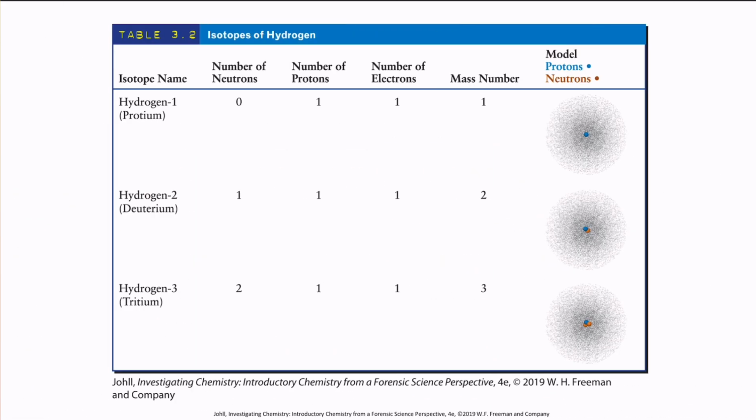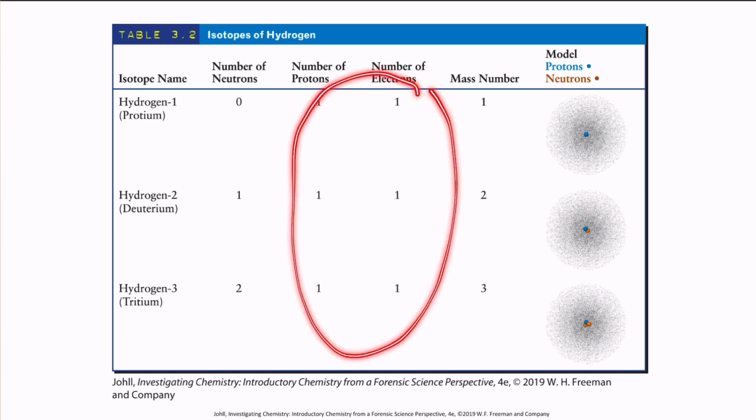So here are some different isotopes of hydrogen. We have protium, which is hydrogen 1. If we look at what hydrogen 1 is made of, it is going to have no neutrons, has a mass of 1, so it is going to have 1 proton. Since it is charge neutral, it has 1 electron. Hydrogen 2, deuterium, is going to have a neutron. So that's the difference between hydrogen 1 and hydrogen 2.